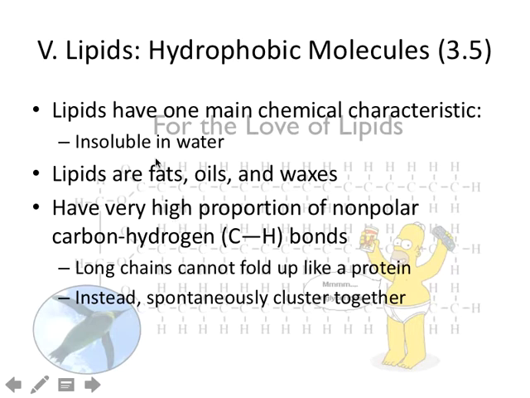Another unique characteristic of our lipids is that they have a very, very high proportion of carbon and hydrogen bonds that form extremely long chains, as you can see in this faded background of this slide. So with these long chains, they can't fold up like a protein. Instead, they cluster or clump together, and they are usually trying to get away from polar molecules.